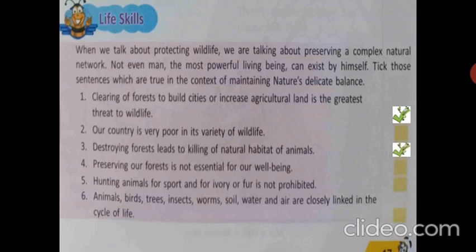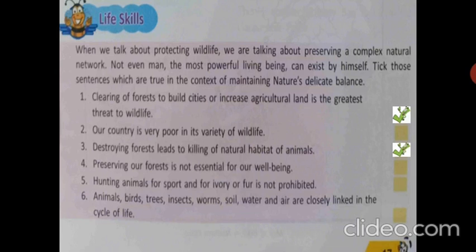Now, the second sentence: our country is very poor in its variety of wildlife. Is this sentence in the context of maintaining nature's delicate balance? No, because it says our country has a very poor variety of wildlife, but that is not true. Third sentence: destroying forests leads to killing of the natural habitat of animals. This is true in the context of maintaining nature's delicate balance. So we will tick that destroying forests leads to killing of the natural habitat, the home and living place of the animals.